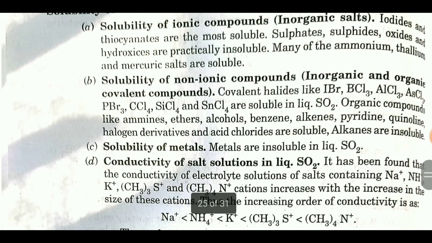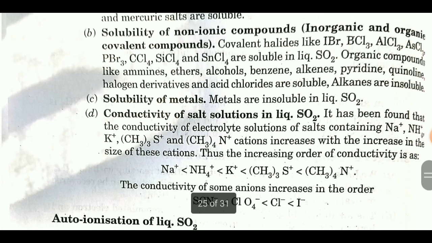B. Solubility of non-ionic compounds, or inorganic and organic covalent compounds. Covalent halides like IBr, BCl3, AlCl3, AsCl3, PBr3, CCl4, SiCl4 and SnCl4 are soluble in liquid SO2. Organic compounds like amines, ethers, alcohols, benzene, alkenes, pyridine, quinoline, halogen derivatives and acid chlorides are soluble. Alkanes are insoluble. C. Solubility of metals. Metals are insoluble in liquid SO2.